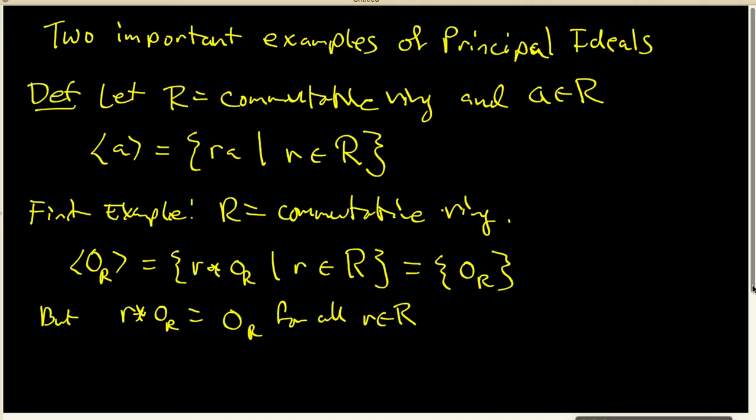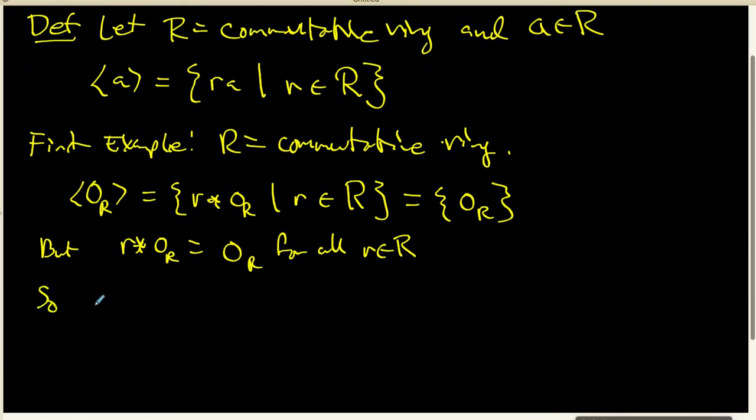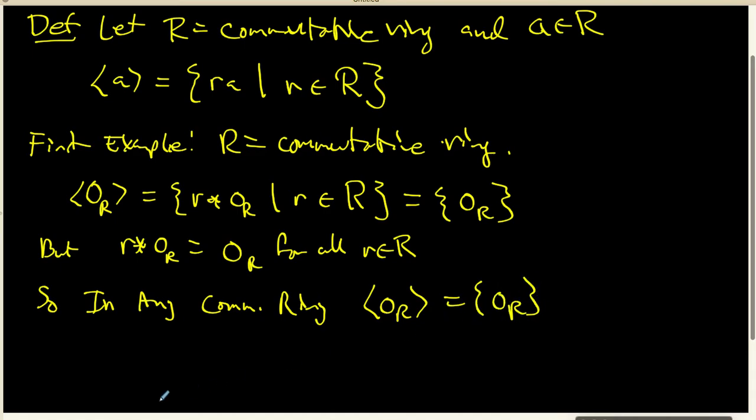And that's worth knowing. So let me get this written in better English. In any commutative ring, the principal ideal generated by the 0 element is just the 0 ideal.